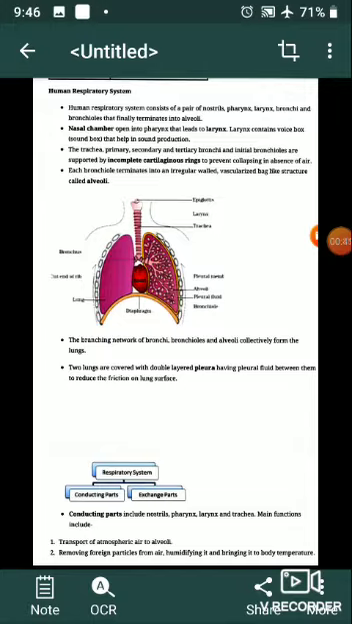The trachea, primary, secondary and tertiary bronchi. Initial bronchioles are supported by incomplete cartilaginous rings to prevent collapsing in the absence of air. Each bronchiole terminates into an irregular walled vascularized bag-like structure called alveoli. Shown in this figure.